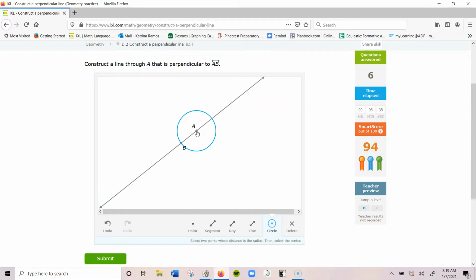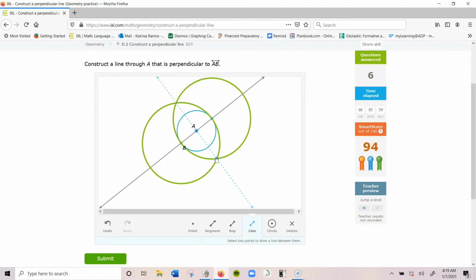Now we got to do our 2 big circles. So you select B, and then where this circle intersects the line. And it's going to create a big circle. We're going to put the center on either end. So one here at B, and then I do another circle with the same radius, and now you put the center at the other dot. And that perpendicular line goes from A to where those two circles intersect.